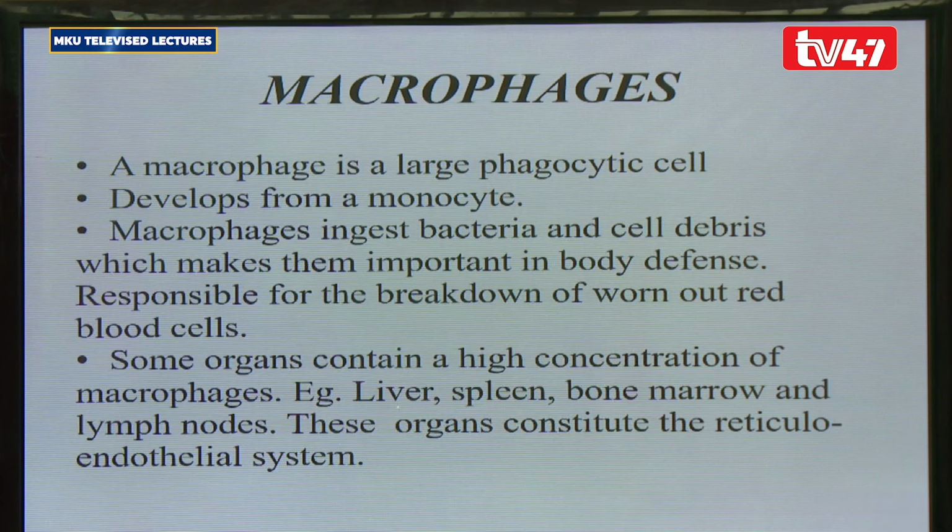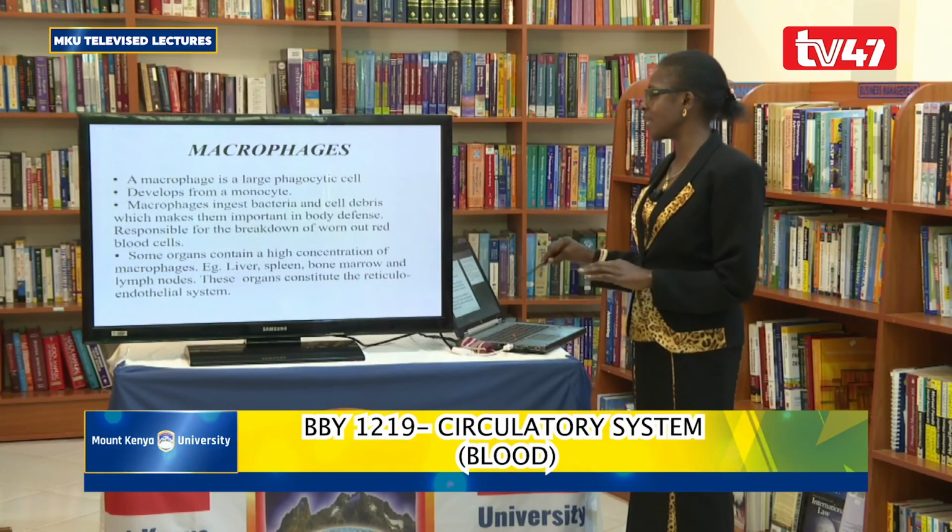There are a number of organs in the body that have got a high concentration of macrophages, such as the liver, the spleen, and so on. The network of these organs with a high concentration of macrophages gives us what we call the reticuloendothelial system.